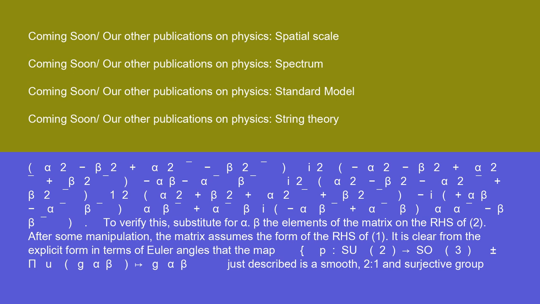Alpha dio vita dio gelfa dio vita dio, I dio. Alpha dio vita dio gelfa dio civita dio. Alpha vita I dio. Alpha dio vita dio alpha dio civita dio, ena dio. Alpha dio civita dio gelfa dio civita dio, I. Alpha vita, alpha vita gelfa vita I. Alpha vita gelfa vita, alpha alpha. Vita vita. To verify this, substitute for alpha, beta the elements of the matrix on the RHS of 2.